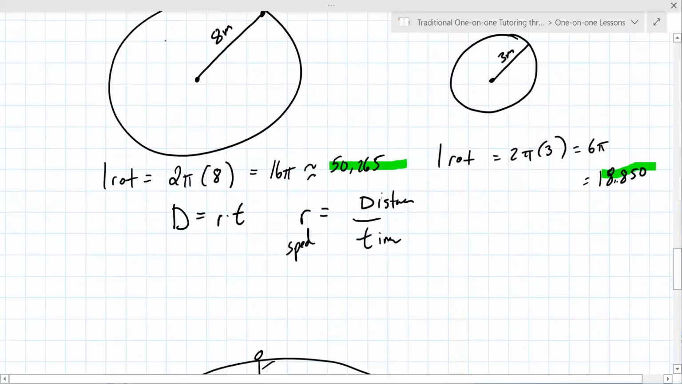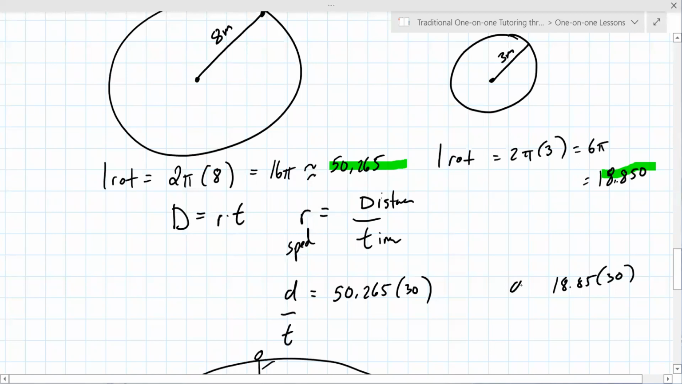Man, it's gonna be some big numbers. Yeah, I'll just start calculating those: 50.265 times 30, times 18, and that's your distance traveled. All right, 1,507. Okay, oh wait, they already went 50,000.